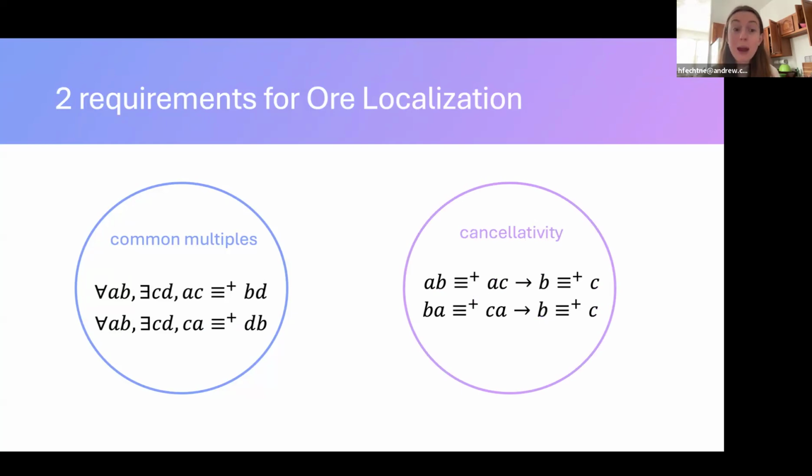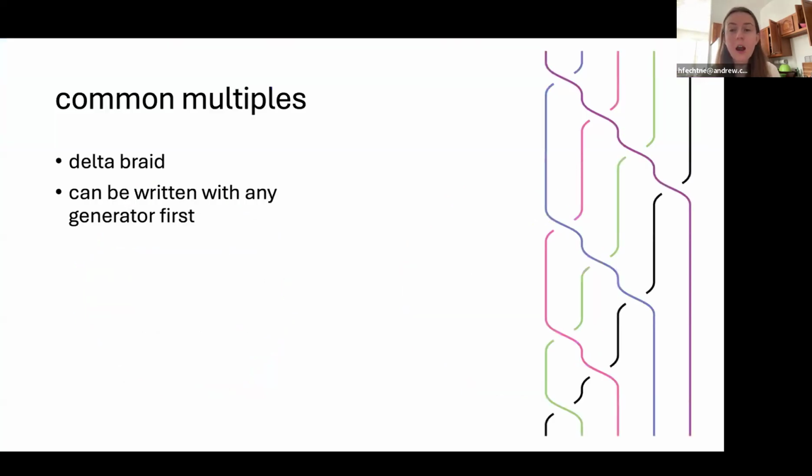So as part of this theorem, I have to prove both of these. I'm just going to give you a quick intuition for why each one of these is true. So to show common multiples, we consider a structure called the delta braid. It's a half twist on n strands, delta n. If you sort of look, it's totally been flipped over, the colors go in the opposite order. The nice fact about this is we can actually move the strings around so that this half twist can be written with any generator in the first position. So right now, this braid has sigma 1 in the first position. We're reading top to bottom.